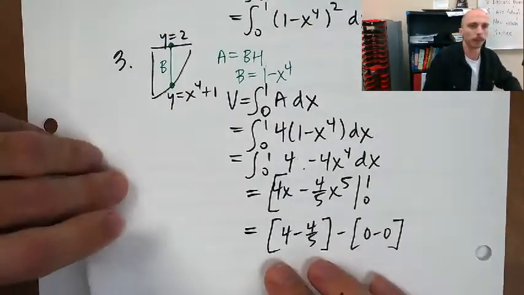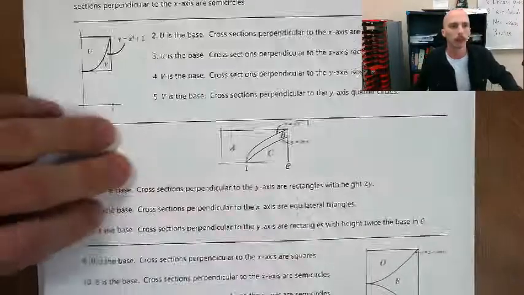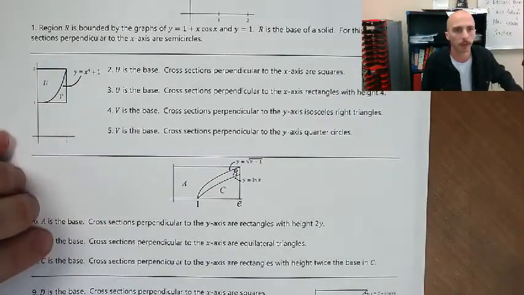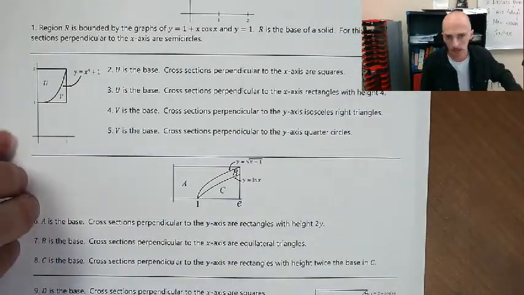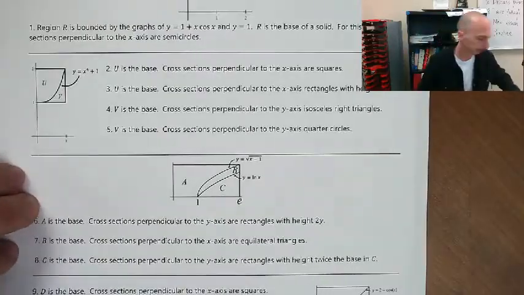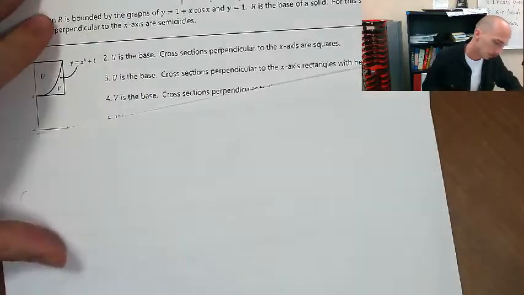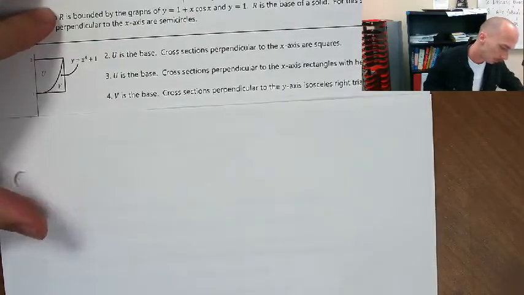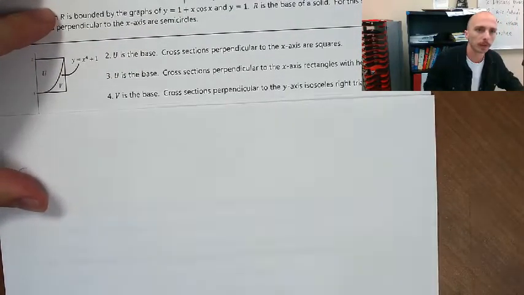I need another sheet of paper also. Number 4 is V is the base and cross sections are perpendicular to the y-axis. Okay. We can do that. All right. So number 4, V is the base, cross sections perpendicular to the y-axis. I'm just going to draw myself a reproduction of V.